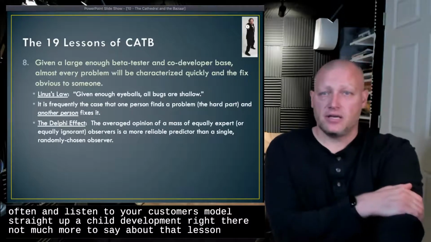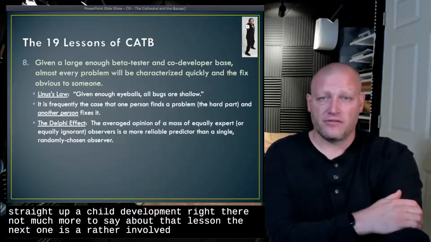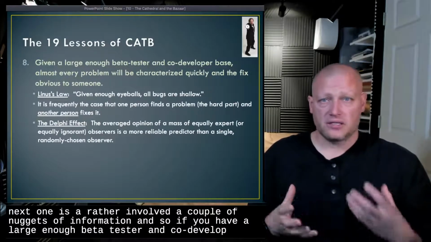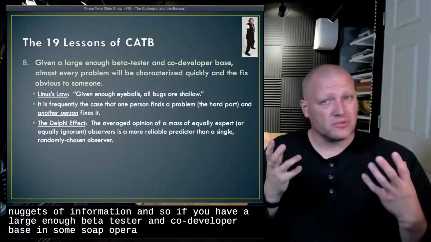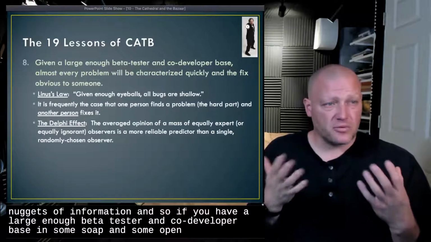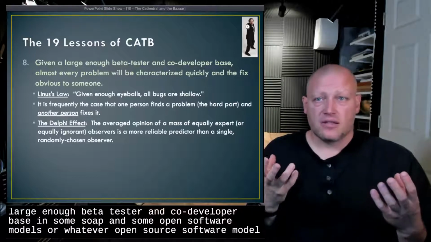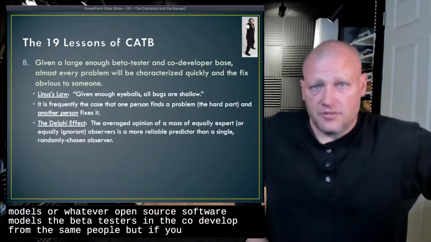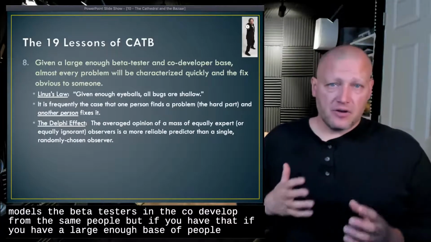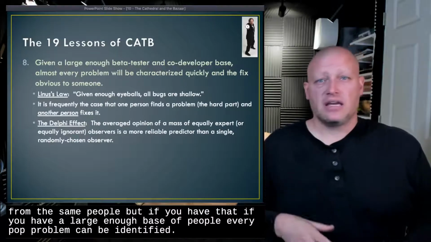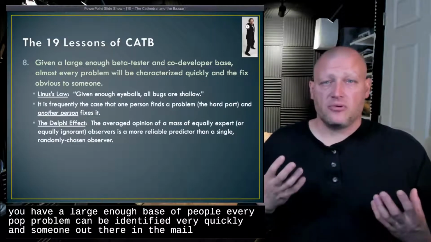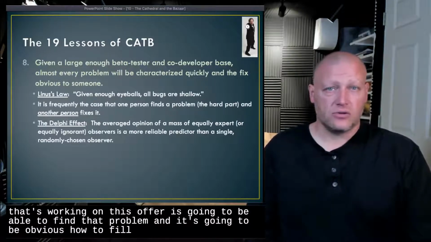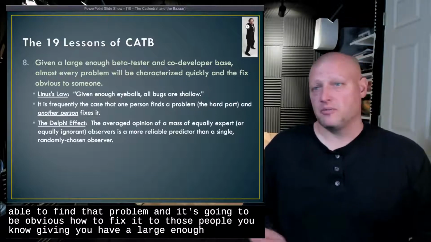All right, the next one is a rather involved one. It's got a couple of nuggets of information in it. If you have a large enough beta tester and co-developer base in open source software models, the beta testers and the co-developers are sort of the same people. But if you have a large enough base of people, every problem can be identified very quickly, and someone out there in the mass of people working on the software is going to be able to find that problem, and it's going to be obvious how to fix it to those people.